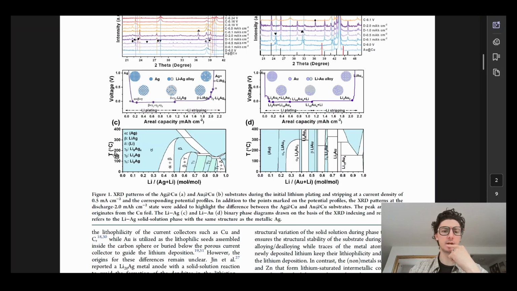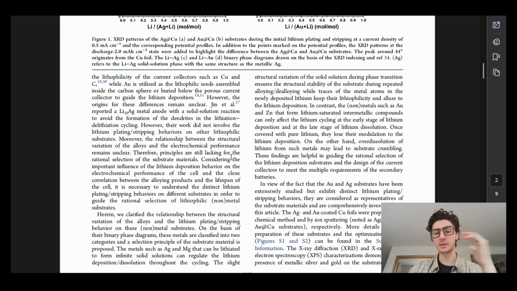These phase diagrams look like they have temperature on the y-axis and the concentration or ratio of lithium to this silver on the bottom. And there's some crazy stuff happening here. Honestly, I'm not too sure how to read this, but we're going to keep zooming through the article.